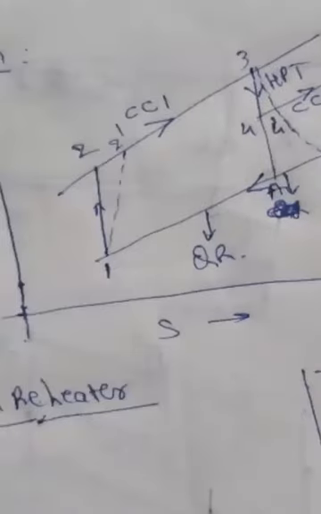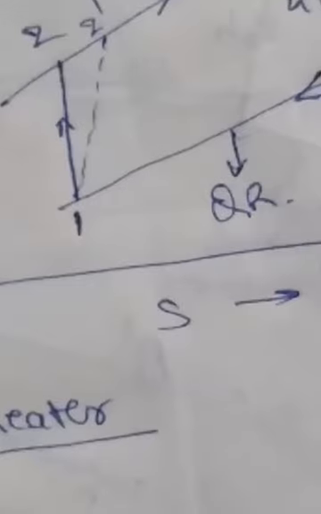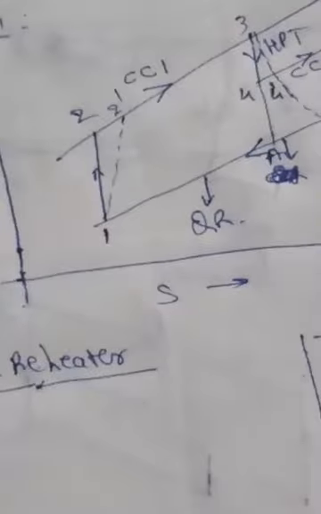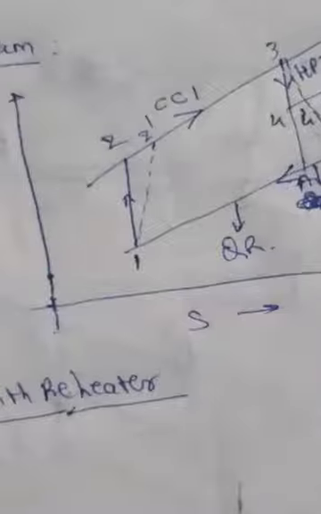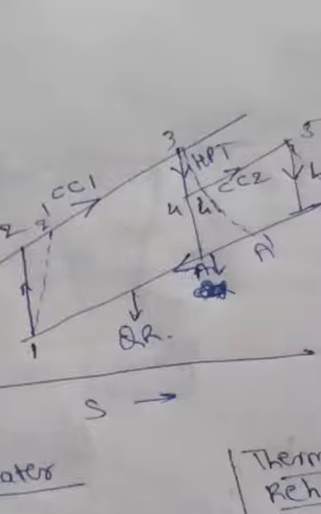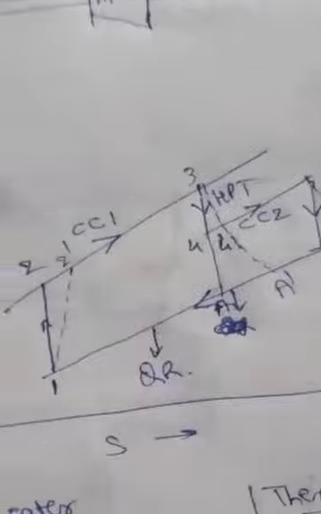At the first, point 1 is the atmospheric air condition, which is transferred to the compressor. The temperature rises while entropy remains the same, because this is an ideal case. Then from point 2 it passes to the combustion chamber, so temperature increases and entropy increases from point 2 to 3.